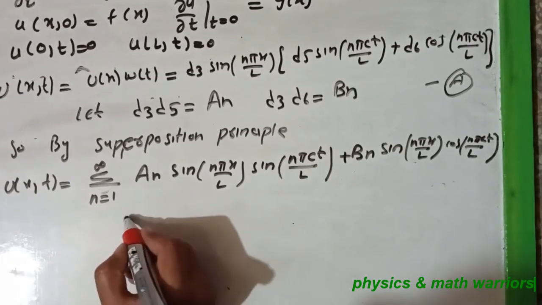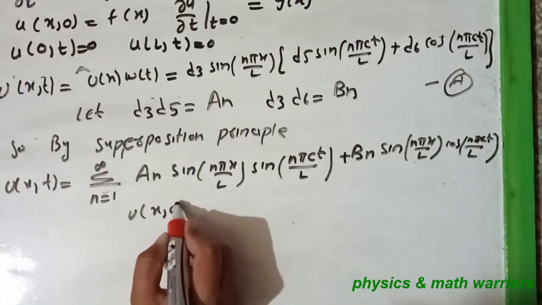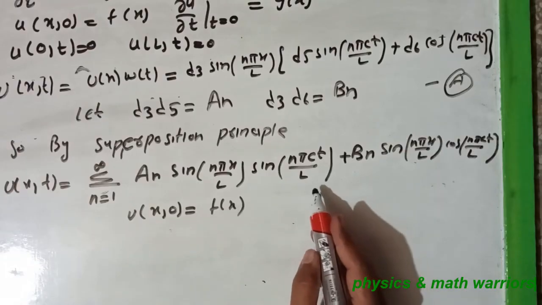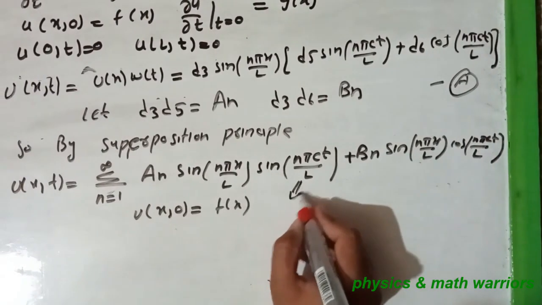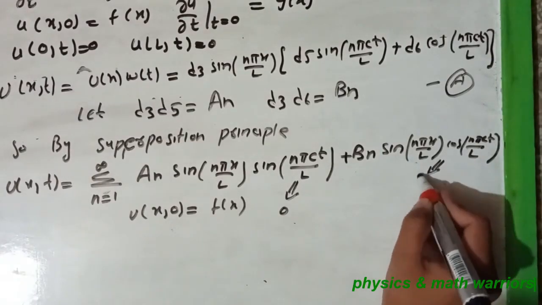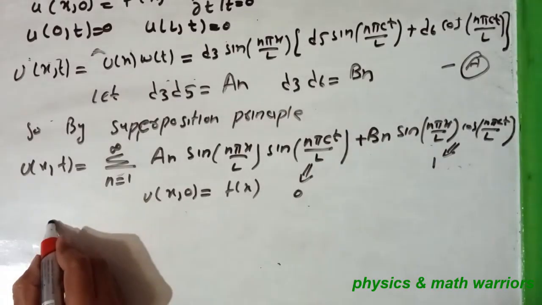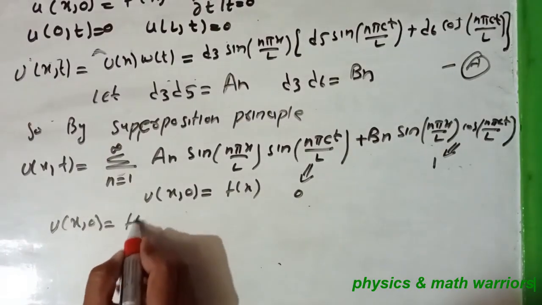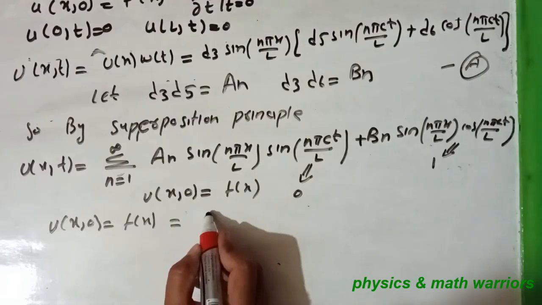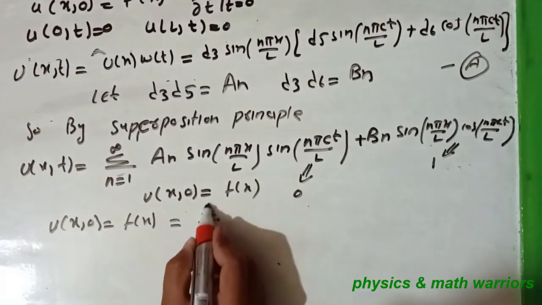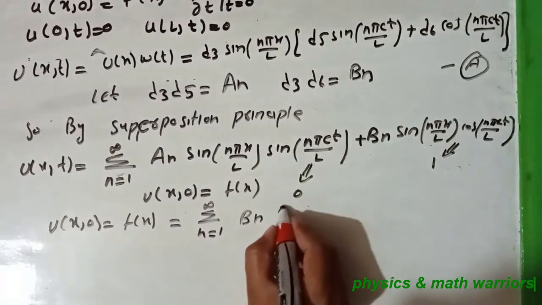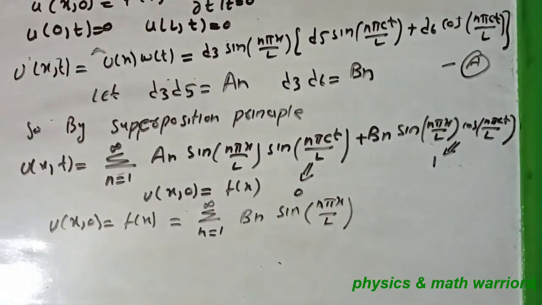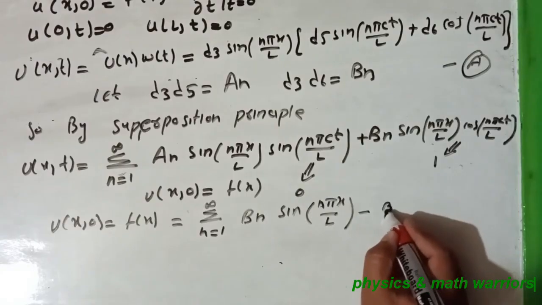Now we'll use the condition u of x and 0 is equal to f of x. It means put t equal to 0 in this equation. So this term is equal to 0 and this term is equal to 1. So u of x and 0 is equal to f of x, which is equal to the summation from n equals 1 to infinity of bn sin(n pi x over L). This is equation number B.